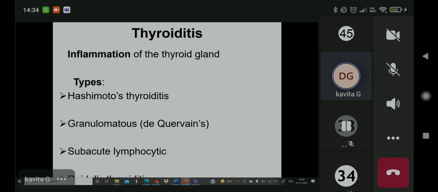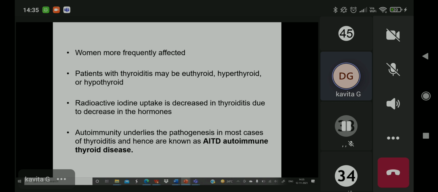Okay. So now we go on to thyroiditis, inflammation of the thyroid gland. The important types are Hashimoto's, granulomatous, subacute lymphocytic, and Riedel's. On an undergraduate level, we are interested in Hashimoto's. Women are more affected by all cases of autoimmune thyroiditis, and it may be euthyroid, hyperthyroid, or hypothyroid. Radioactive iodine uptake is decreased in thyroiditis due to decrease in the hormone production. And we know that this is an entire spectrum of disease called AITD, autoimmune thyroid disease.